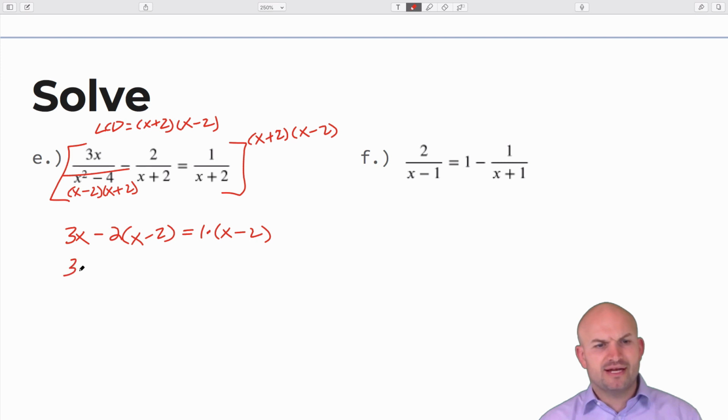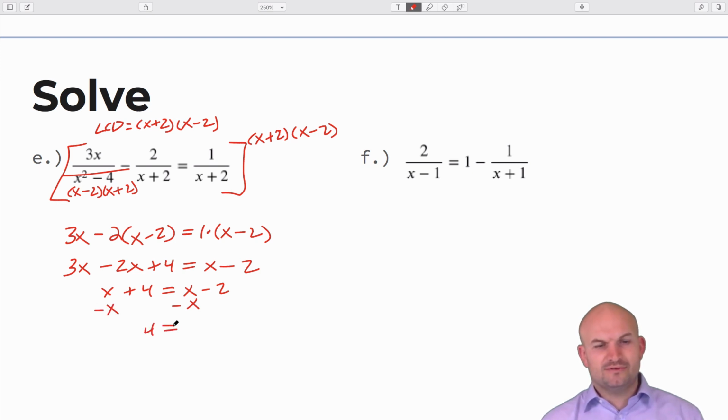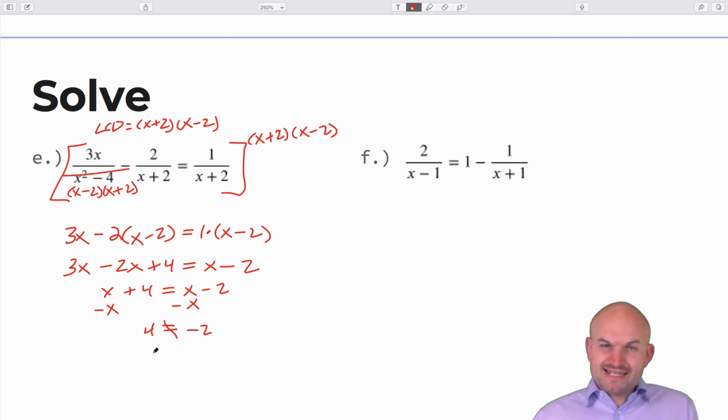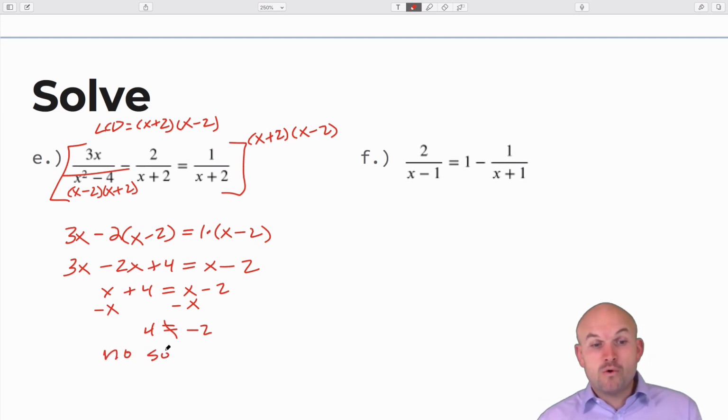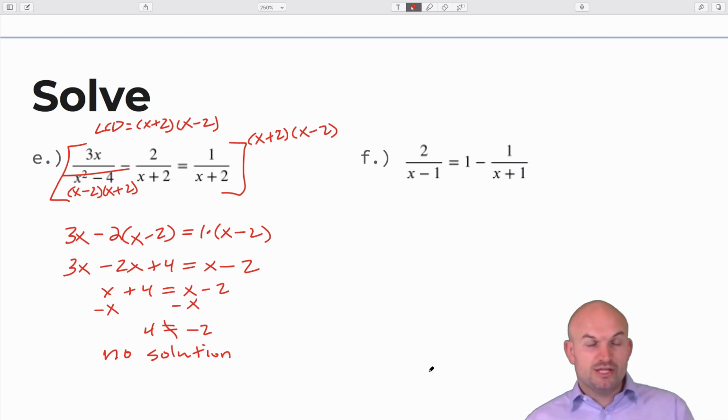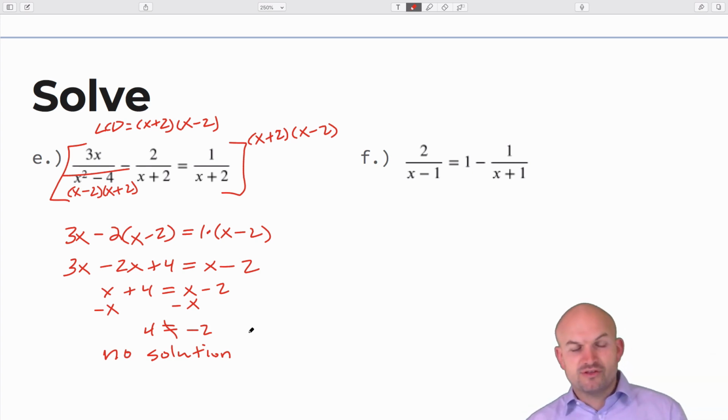All right, so now we can go ahead and distribute. And then we just need to get the x's to the same side. And we get something very interesting. 4 is equal to negative 2. Well, that's kind of weird. Again, we're trying to find solutions, and then we get a statement that is not true. So what does that mean in the context of the problem? That means there's no solution. And if you were to have done the original problem, you only would have gotten one solution, and it would have been extraneous. So therefore, that's another way for you to receive no solution.